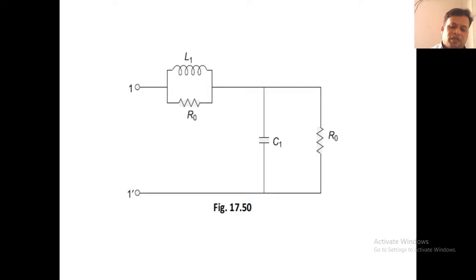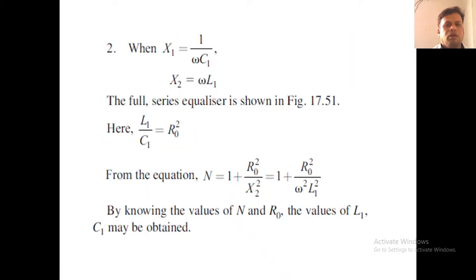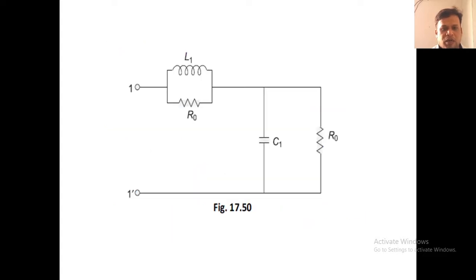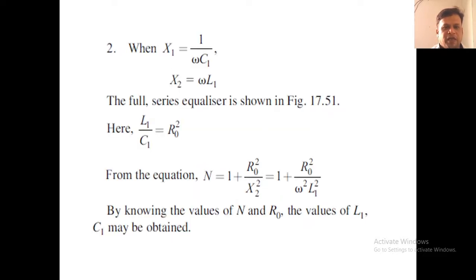Then the circuit for this equation is given like this: L1, R0, C1 and R0. L1 and R0 are connected in parallel, and here C1 and R0 are connected in parallel. So they are having the connection in this way. Please remember this. Now, the second point is when x1 is equal to 1 by omega C1 and x2 is equal to omega L1, the full series equalizer is shown in the next figure, where L1 by C1 is equal to R0 square.